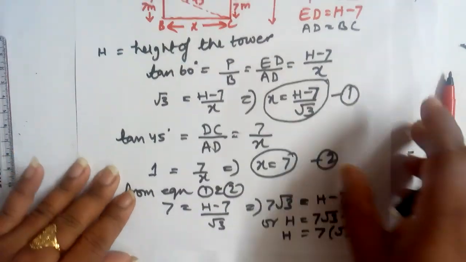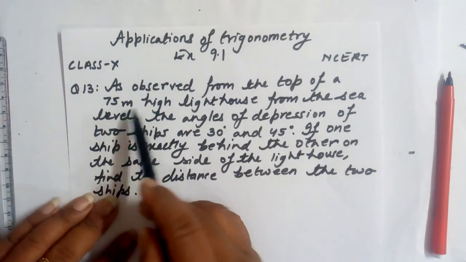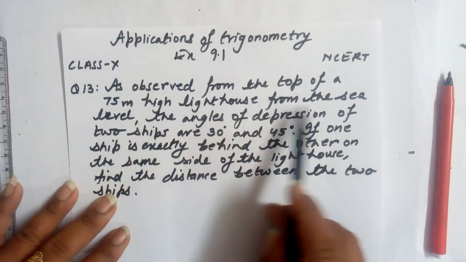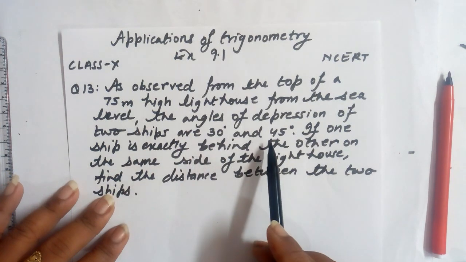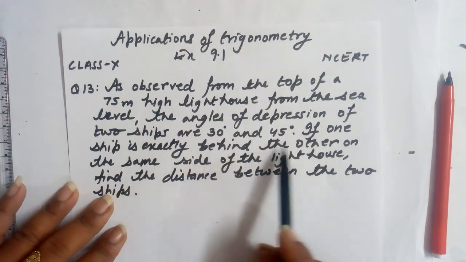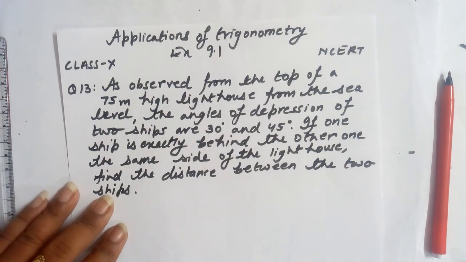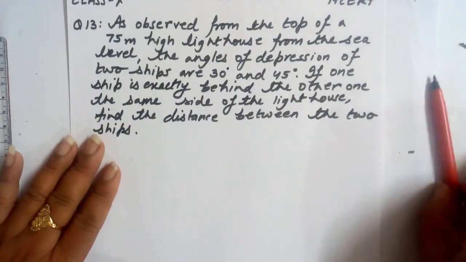Now we will continue with the other question, that is question number 30. Now as observed from the top of a 75-meter high lighthouse from the sea level, the angle of depression of the two ships are 30 degree and 45 degree. If one ship is exactly behind the other one, on the same side of the lighthouse, find the distance between the two ships. Okay, so first of all we have to draw a figure according to the question.